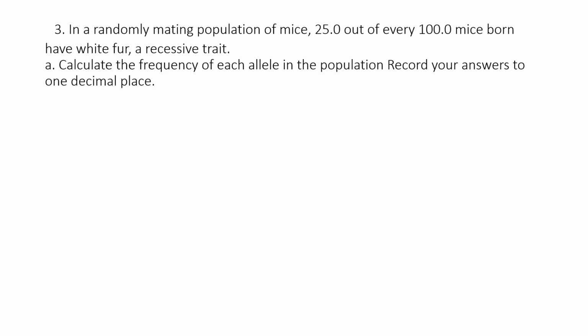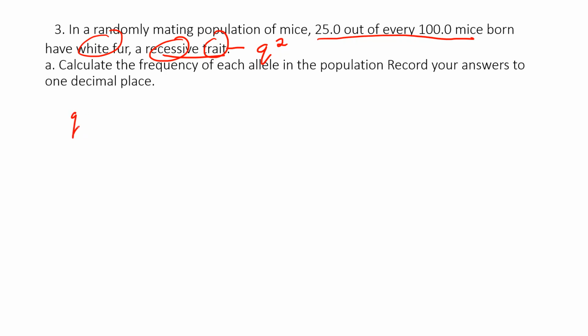So let's go through this question. It says, in a random mating population of mice, 25 out of 100 mice are born with white fur, a recessive trait. That's perfect. When we see trait, and recessive, we know we're talking about Q squared. Recessive is Q. When it's a trait, disorder, any of that kind of stuff, you have to have 2 of those recessive alleles for it to be a trait. So we're talking about Q squared.